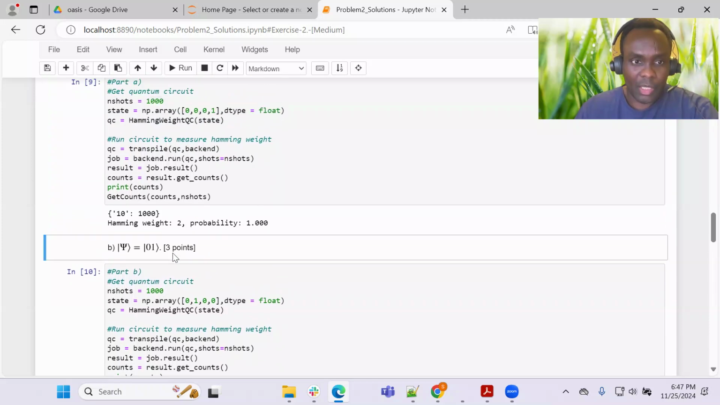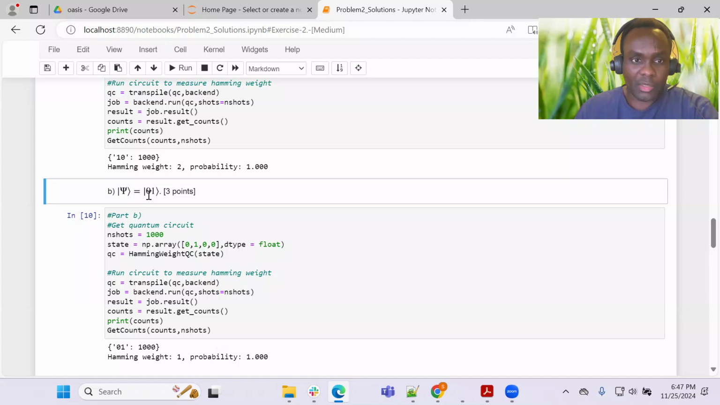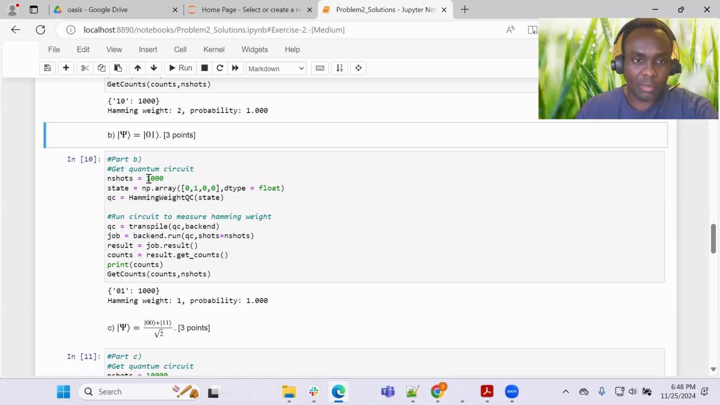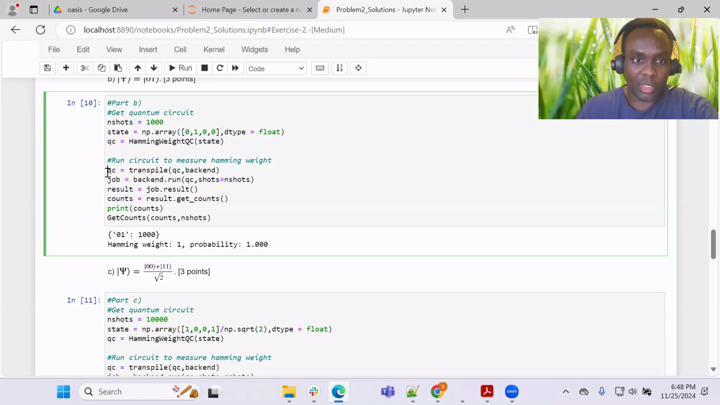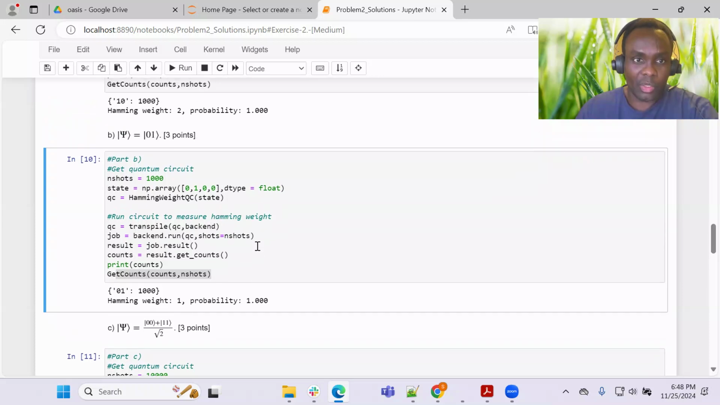Okay. Part B, the input state is 0, 1. This is also worth 3 points. Again, I'm repeating the same steps as before, as in part A. 1,000 shots, the state, and then grabbing the quantum circuit here. Then running the circuit, getting the counts, and I print the counts. So you can see here, once I use the function I created, the Hamming weight measured is 1 with a probability of 1, which is exactly what should happen for this state in part B, because the Hamming weight is 1.